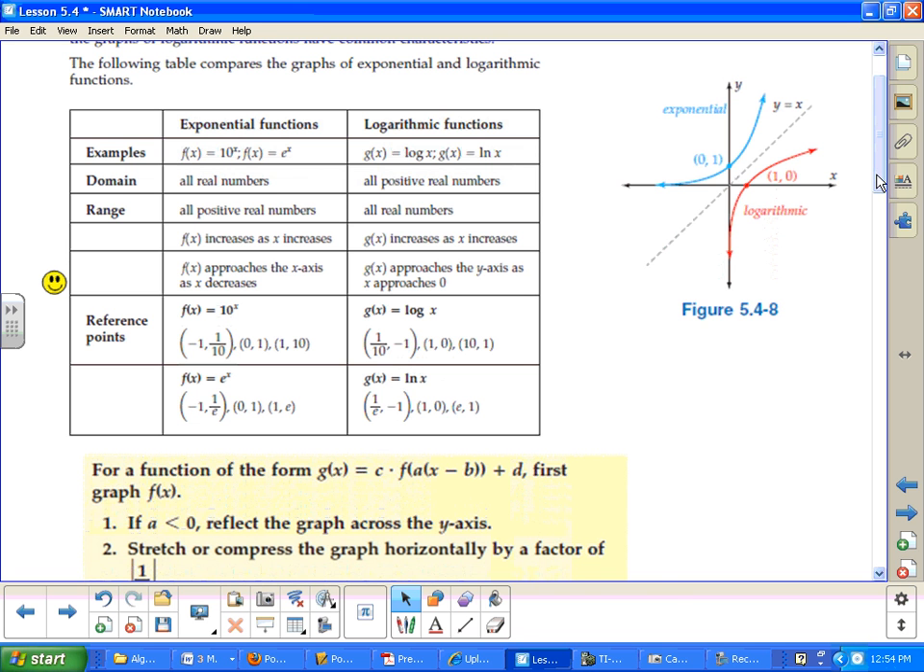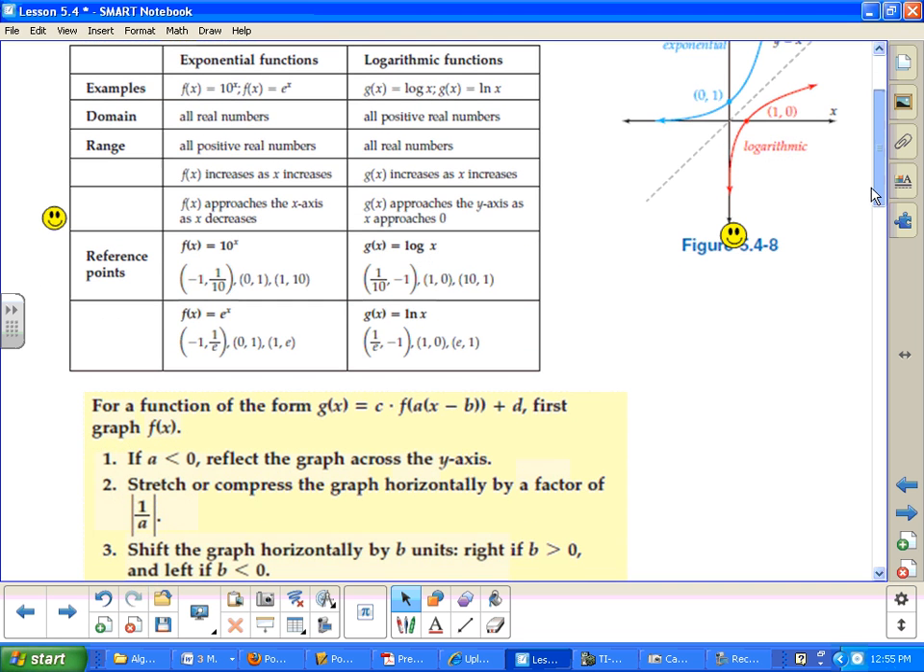So as x decreases, I'm going farther and farther to the left. I'm getting closer and closer to 0 with the exponential. With a logarithm, as I get closer and closer to 0 here, it's going to negative infinity. And there's some specific reference points that you can use too for graphing. Okay, and we're going to look at transformations.